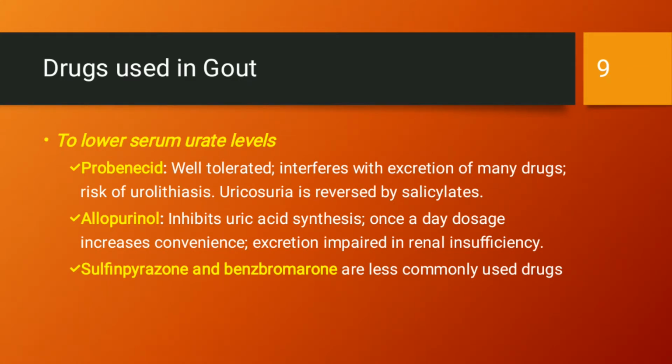Okay, then allopurinol: it inhibits uric acid synthesis. Once a day dosage increases convenience. Then excretion is impaired in renal insufficiency. What the last sentence means is that if there is any renal disease in patients of gouty arthritis, then we should either decrease the dose of allopurinol or avoid allopurinol altogether. The next drugs are sulfinpyrazone and benzbromarone. They are less commonly used when compared with probenecid and allopurinol.